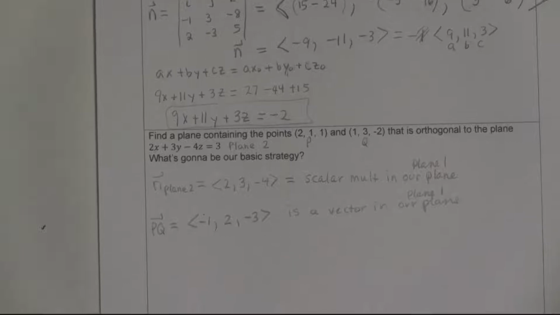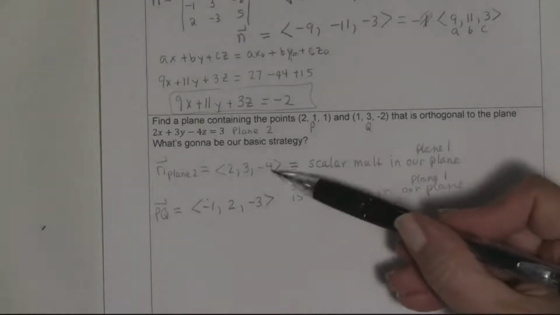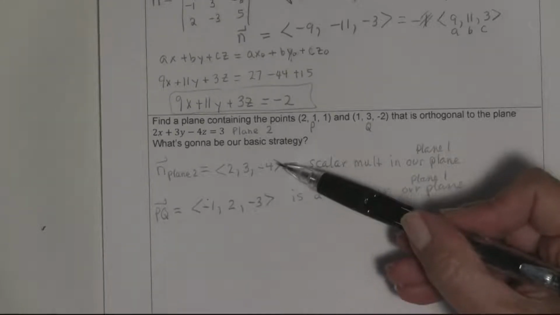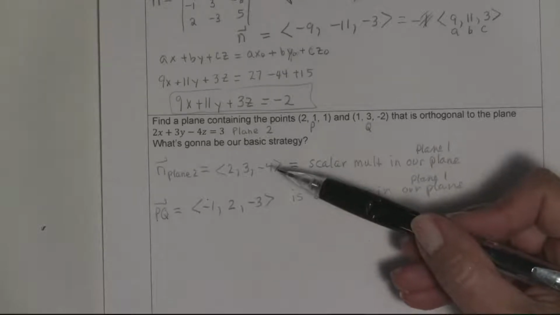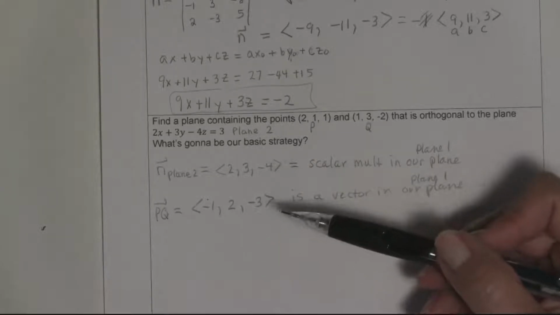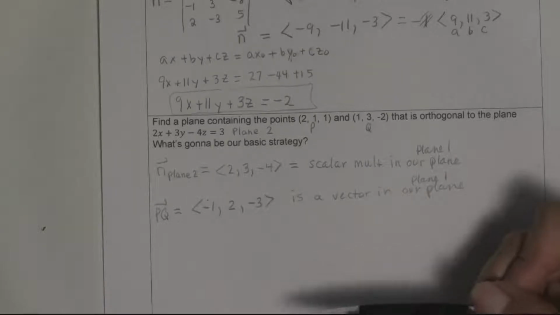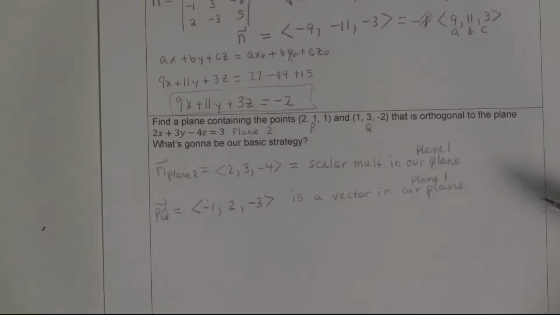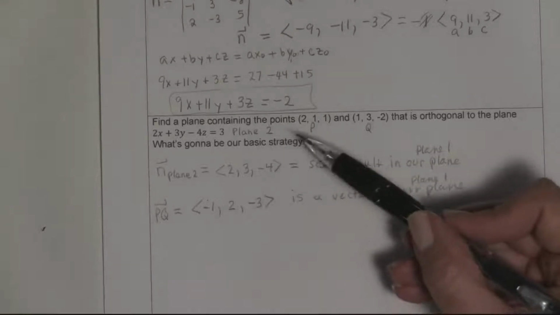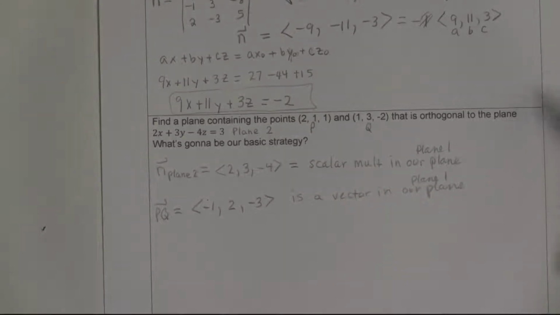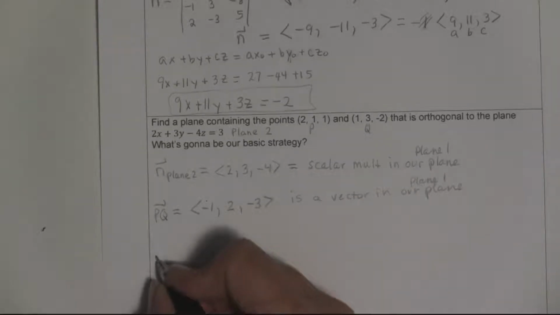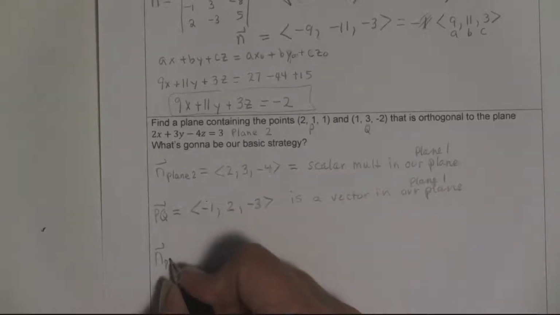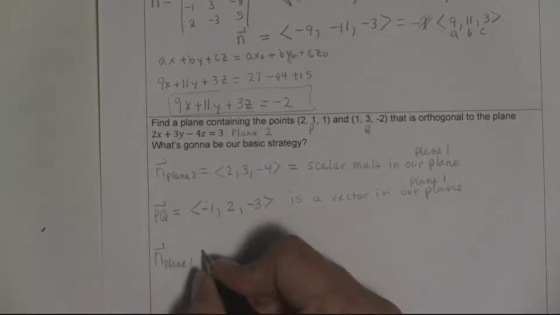And so, this one's a scalar multiple of a vector in our plane, but since I have 2 vectors essentially in our plane, if I cross them, do you guys agree that I would get a normal to the plane that I'm trying to find, plane 1? And then I have a point in plane 1. I have 2 points in plane 1, in fact, and I can put it in the formula. So this is going to be the normal to plane 1, the one that we're trying to find.